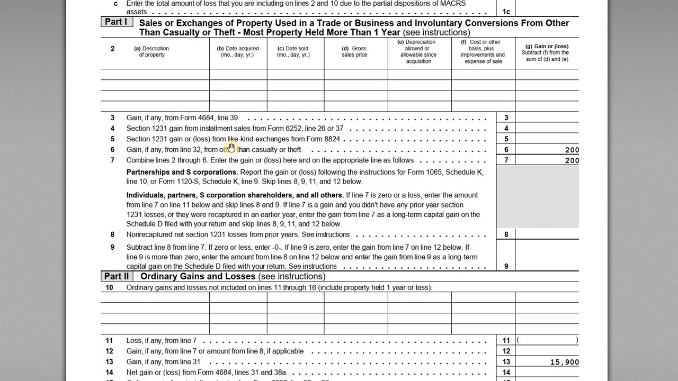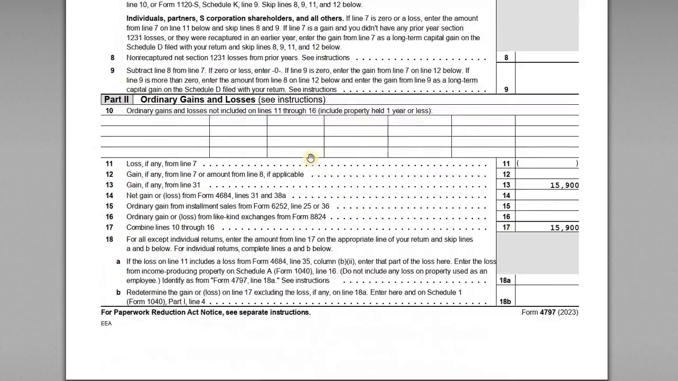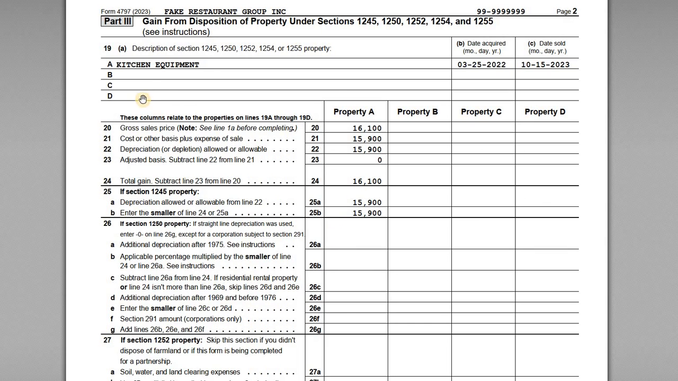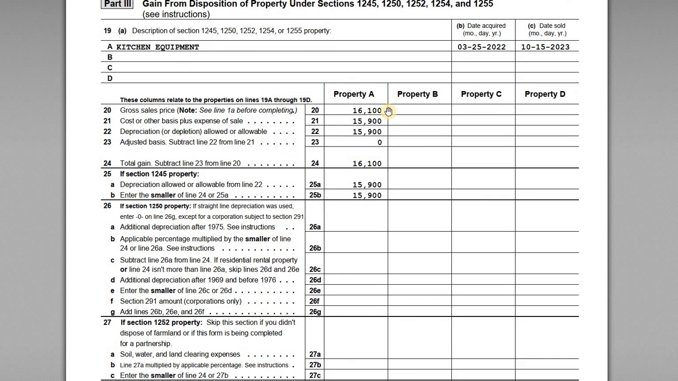All right, so part 1, 2, and then part 3 for gain or disposition of property. In part 3, we list the 1245 property here. This is kitchen equipment, it's personal property. Date acquired, date sold, and here's the financial data on the sale. The total sale price that we sold it to a third party for was $16,100.